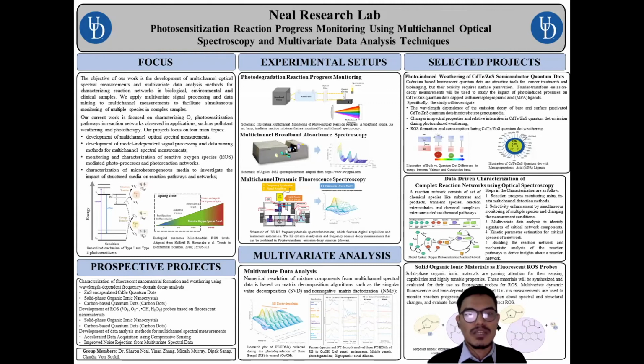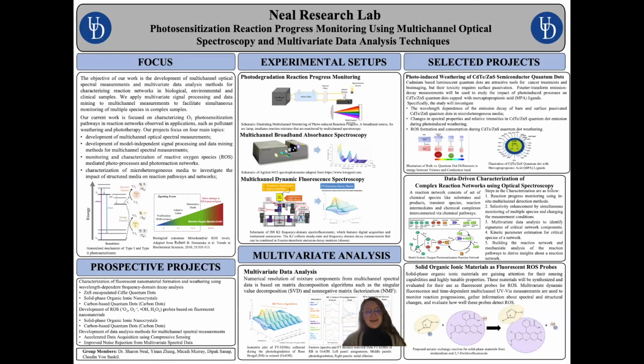Here, characterization mainly refers to five broad steps. First, reaction progress monitoring using in situ multi-channel spectroscopic measurements. Second, selectivity enhancement by changing the measurement conditions. Third, perform multivariate data analysis to identify fingerprints of critical components of a reaction network. Fourth, estimation of kinetic parameters for critical networks of the species. Fifth and final, mechanistic analysis of reaction pathways to derive insight into it. These tools can have applicability in fingerprint extraction, spectral unmixing, pattern recognition, and reaction network analysis.